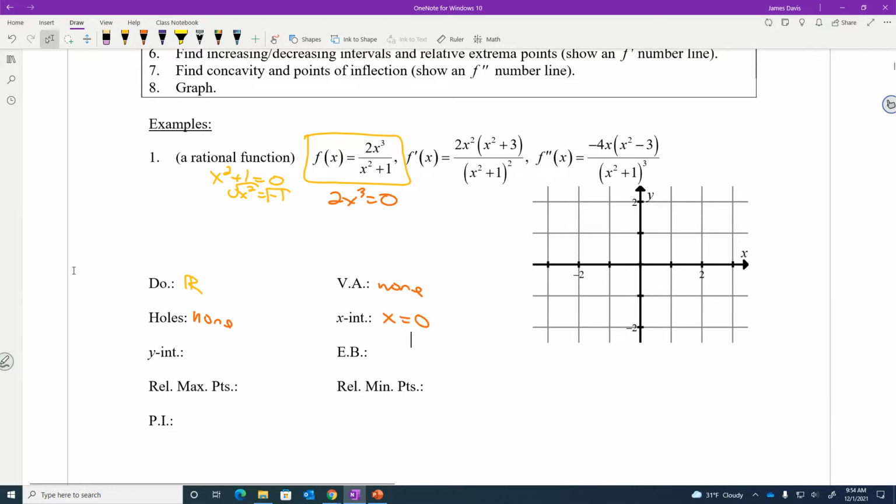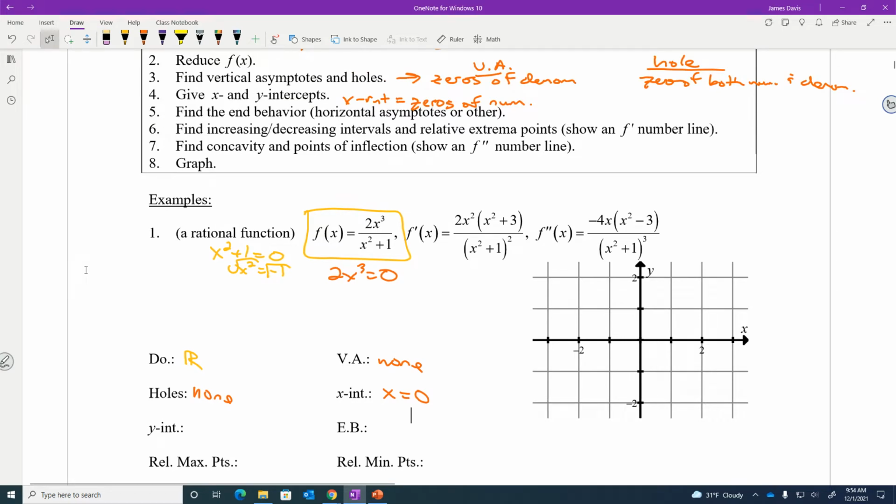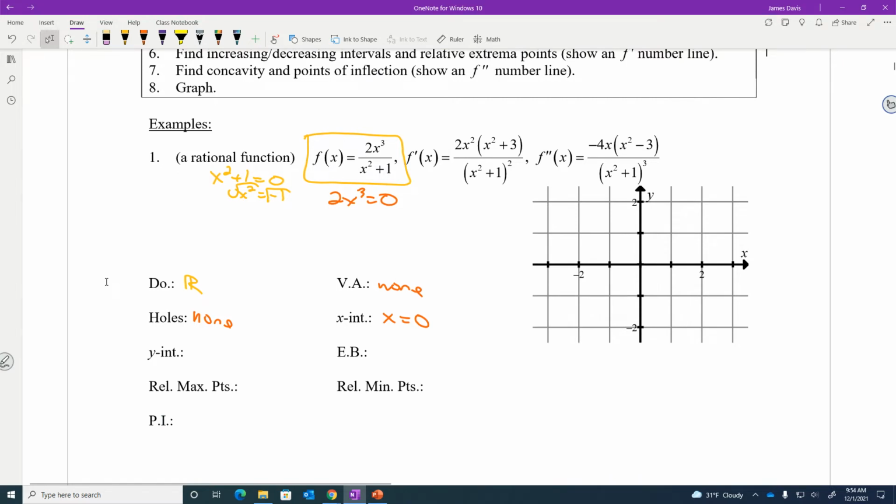Right. For the y-intercept, that's where we are now actually going to plug 0 in for the x's. So y-intercept. Plug 0 in for all x's. So when we do that, we get on the top 0, over 0 plus 1. So it would be 0. So the y-intercept is at y equals 0.